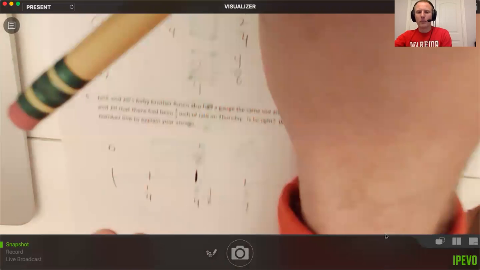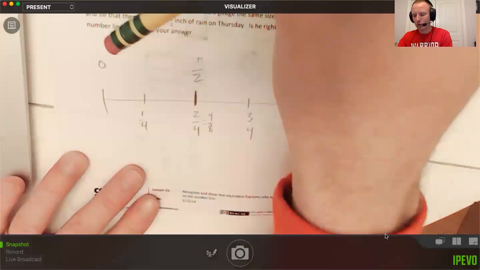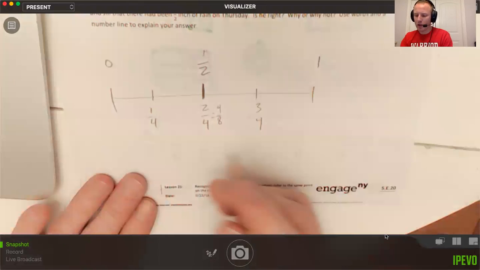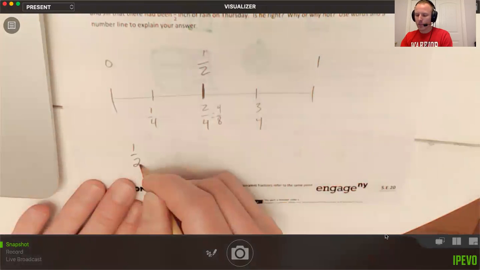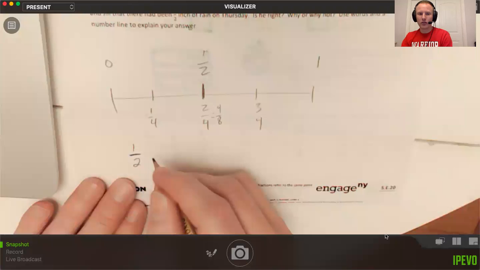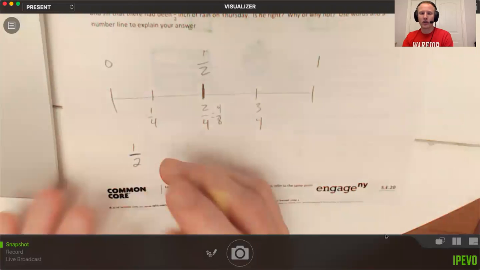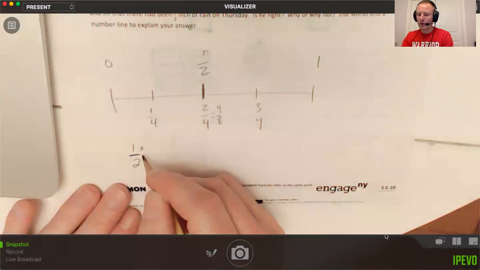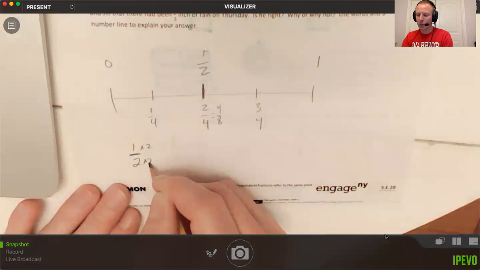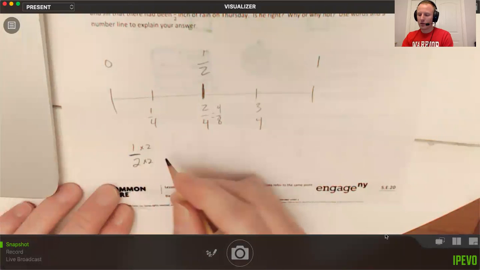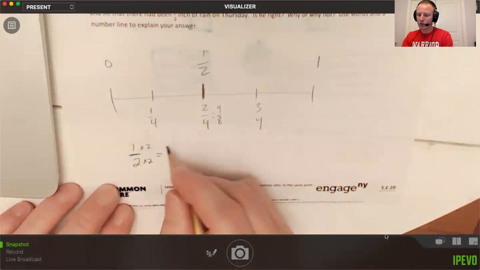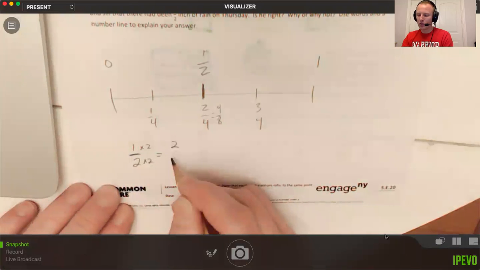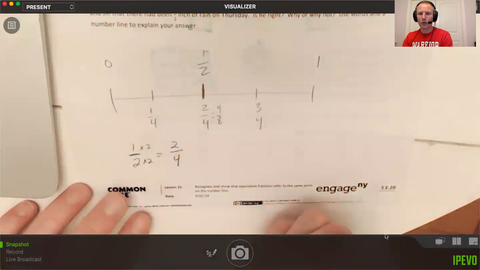I'll go a little bit above and beyond here for you and explain sort of why this is true. If I have 1/2, to change that into a different fraction, I can't change just one portion. I have to change the top and the bottom the same. So if I multiply the top by 2, I have to multiply the bottom by 2. So if I do that, 1 times 2 is 2, 2 times 2 is 4. That's how you get another equivalent fraction.